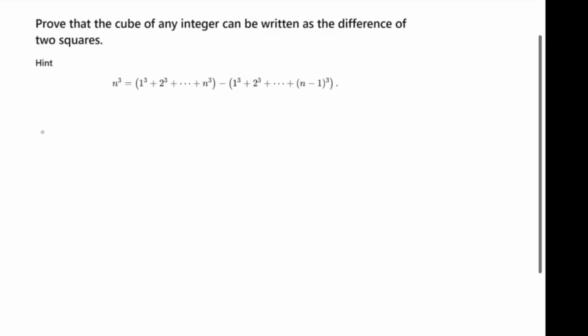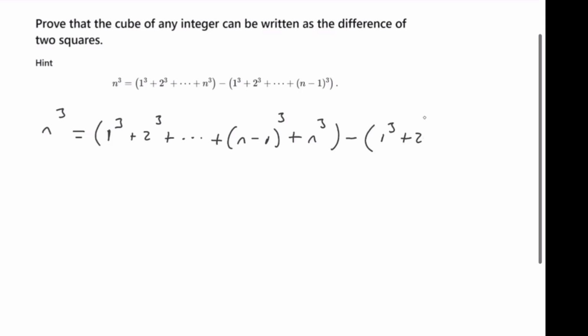So it's basically saying n cubed is equal to 1 cubed plus 2 cubed plus dot dot dot plus n minus 1 cubed plus n cubed, and then minus 1 cubed plus 2 cubed plus dot dot dot plus n minus 1 cubed. So as you can see, everything cancels, the n minus 1 cubed minus n minus 1 cubed, and you are literally left with n cubed. So let's go ahead and start the proof.